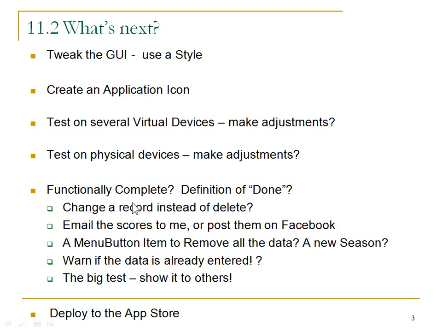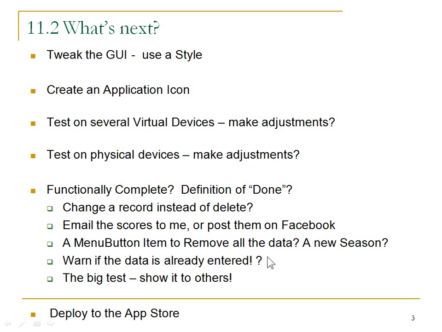So we have to think about things that could be in the application and decide whether we need to do those to declare done. So I just thought of a few. Instead of just deleting our record of bowling scores, maybe we would want to change one of them. Is that really necessary? I'm not sure. This is something that I would like to have. Email the scores to me, or email them to that address that you email stuff that automatically posts them on Facebook. So I think that one would add a lot to the application. I don't know exactly how to do that right now, so I'm going to kind of ignore it.